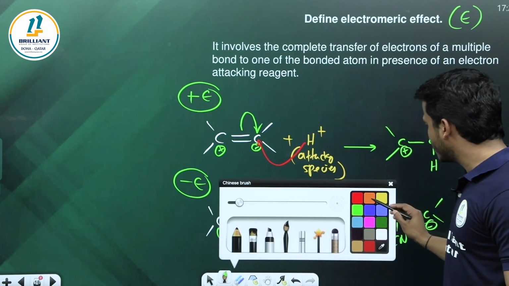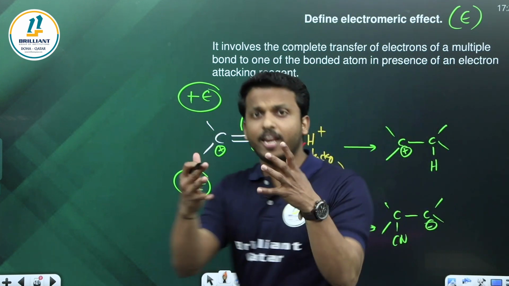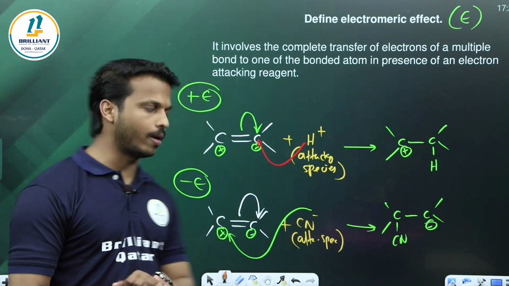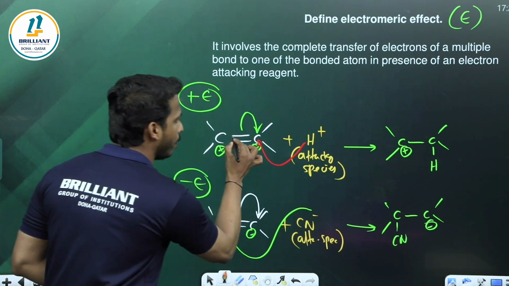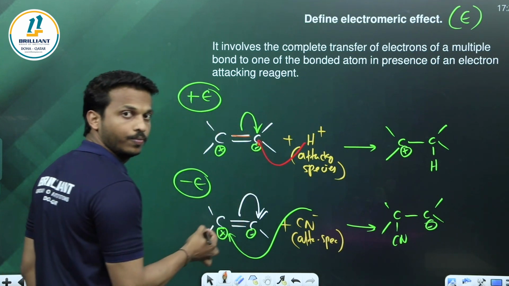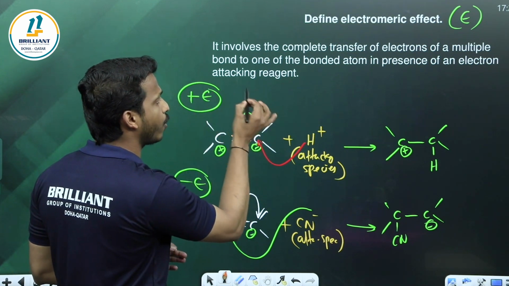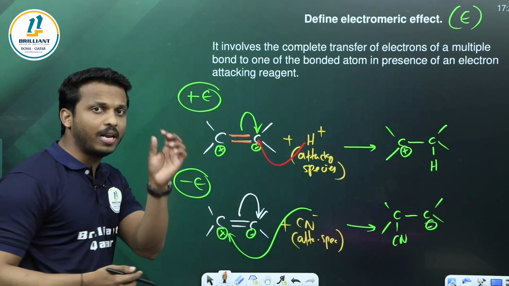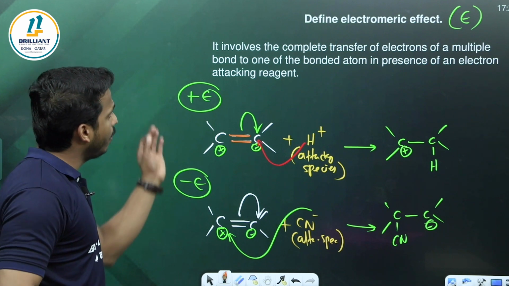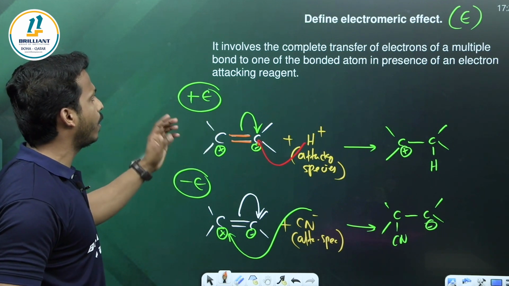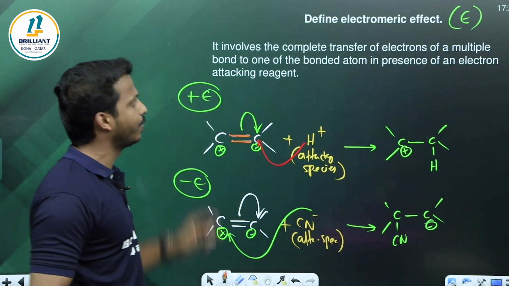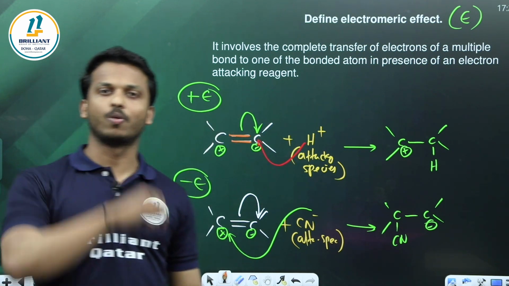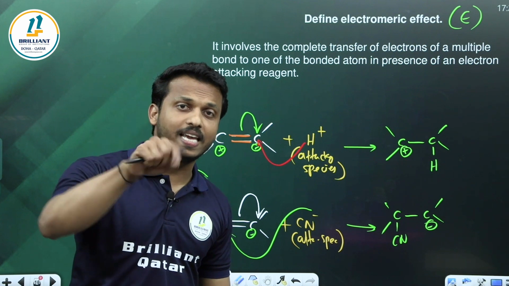So what is the difference between these two structures, or what is happening in this one? This is called the electromeric effect. What is happening in electromeric effect? It is a complete transfer of electron of a multiple bond. Yes, the multiple bond, some electrons are moving, right? It's a complete transfer of electron of a multiple bond to one of the bonded atom in the presence of an attacking species is called what? Electromeric effect.